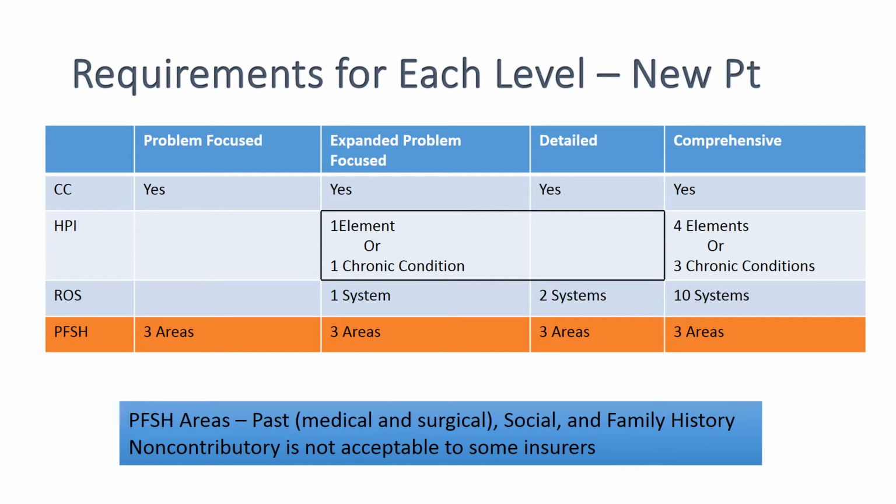For the past family and social history, there are three areas: the past history, which includes medical and surgical history, social history, and family history. Many insurers will not accept non-contributory for past family and social history. If something is unknown, such as a patient who may not know his family medical history, state clearly that the patient does not know any details.